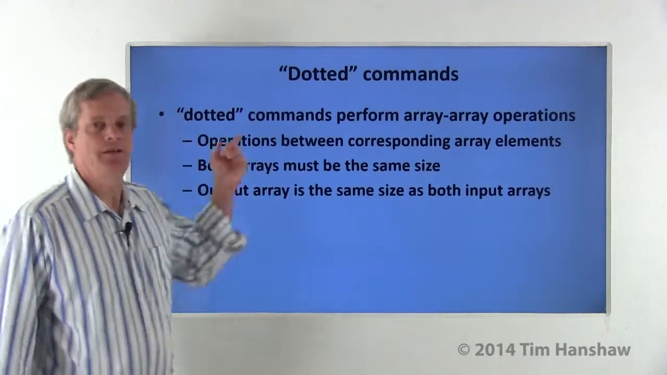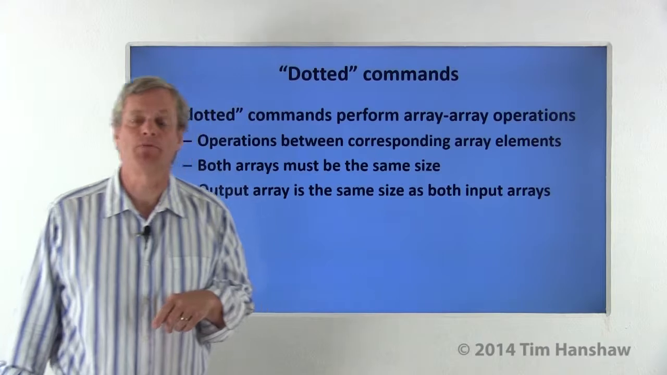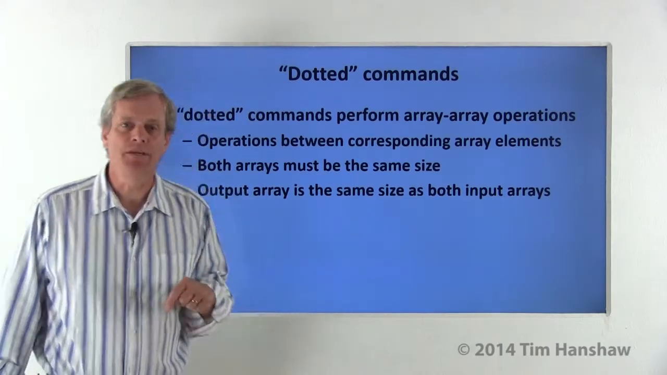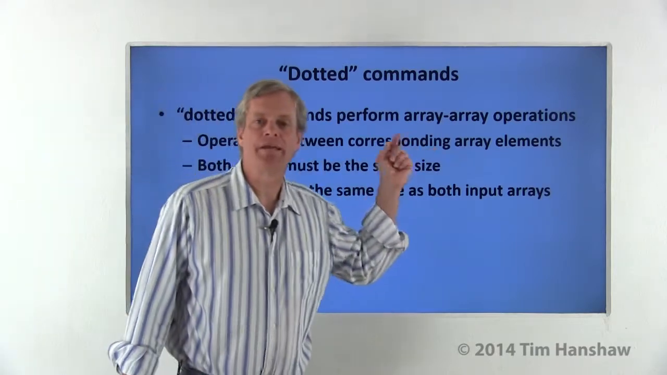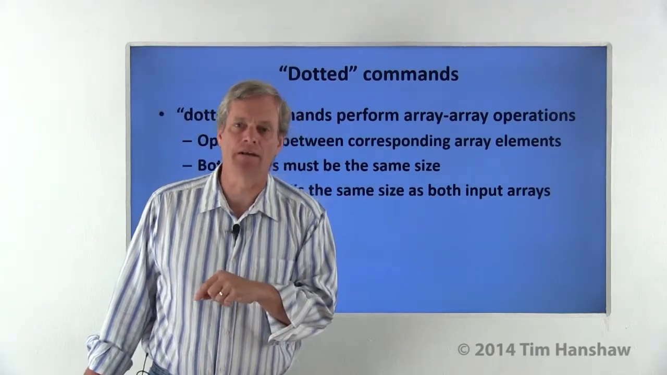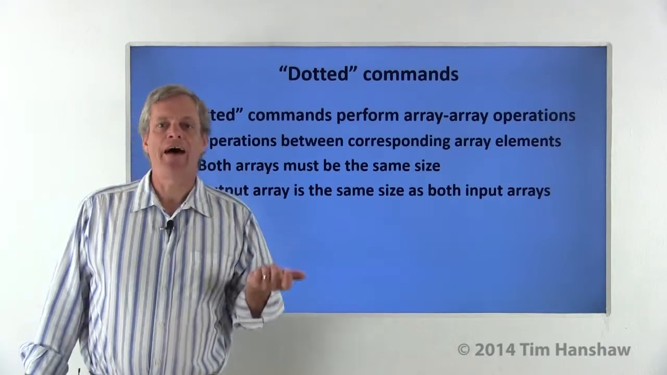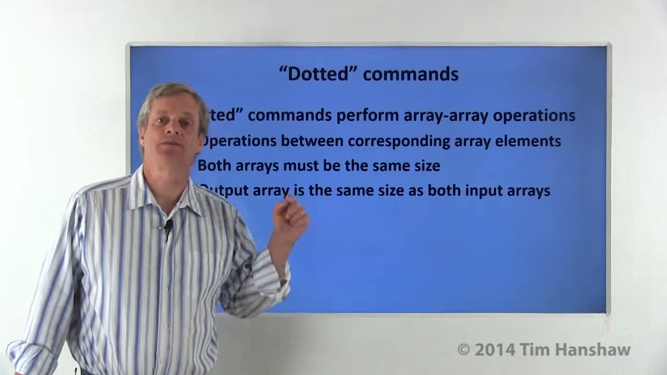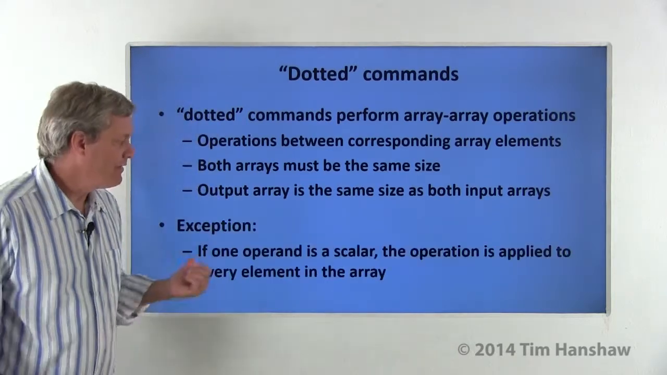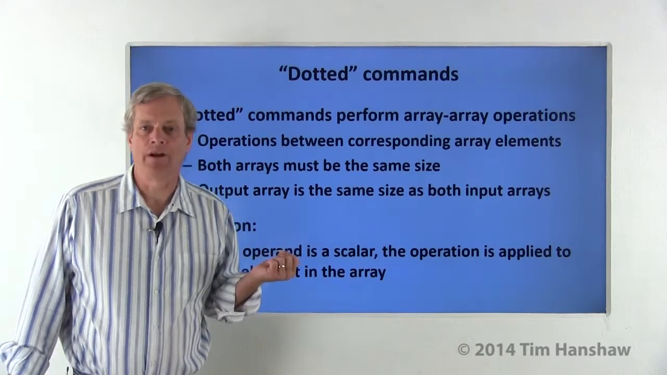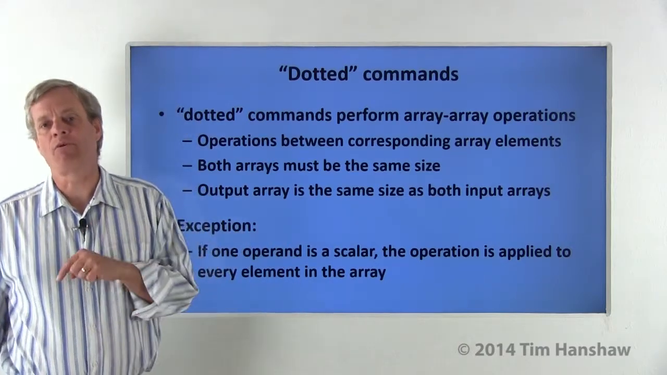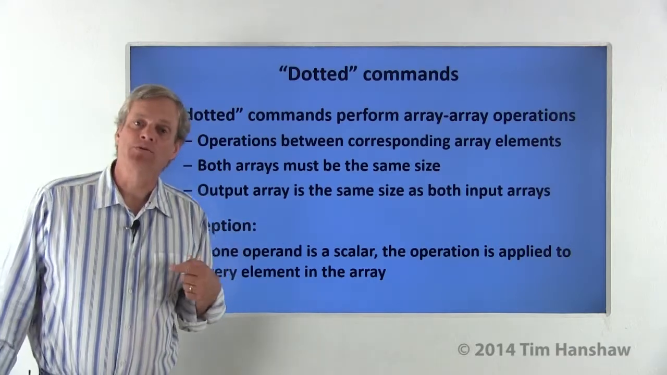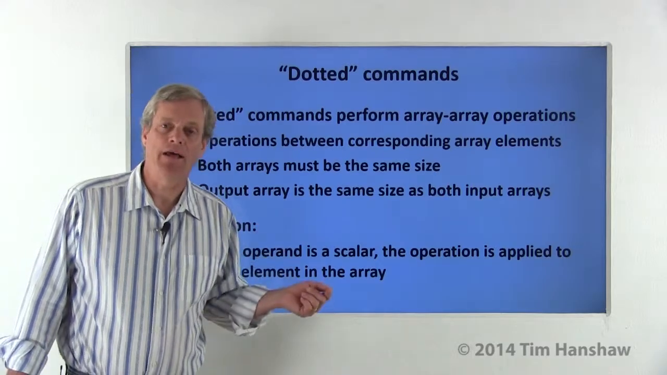As I mentioned previously, the dotted commands perform what are called array operations, or maybe more descriptively, element-by-element operations. This simply means that the operations are performed between corresponding elements of the two arrays being operated on. This implies that the arrays have to be the same size. Also, the output array is the same size as the two operand arrays. There is an exception to the rule about operand sizes. If one of the operands is a scalar, the scalar operates on every element in the array. The output array is the same size as the array operand.